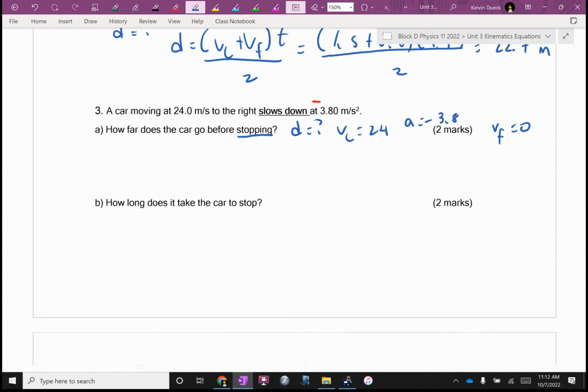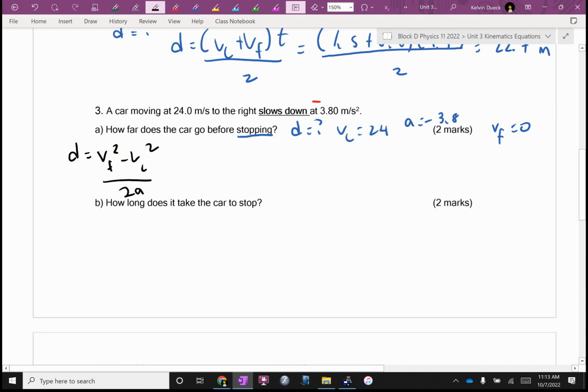Okay. Colton, which equation has a D, a VI, an A, and a VF in it? There is one. Oh, I keep forgetting you were away for this. I'm so sorry. Matt, which equation has a D, a VI, an A, and a VF in it? There is one. Oh, did you write it? Good. Did you get the D by itself? Yeah. That's what I would prefer. Thank you. You made my day.